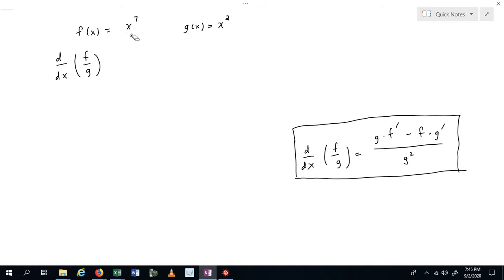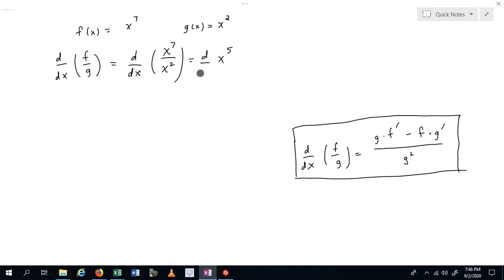Let's say we have f of x is equal to x to the 7th and g of x is equal to x squared. And we want to find the derivative of f divided by g, which is called a quotient. Now, if you were to give me this problem, I would simply take f and divide it by g first, and then I would take the derivative. And this is a case where we can actually simplify this by dividing it out. So this would be x to the 5th, because 2 of the x's cancel.